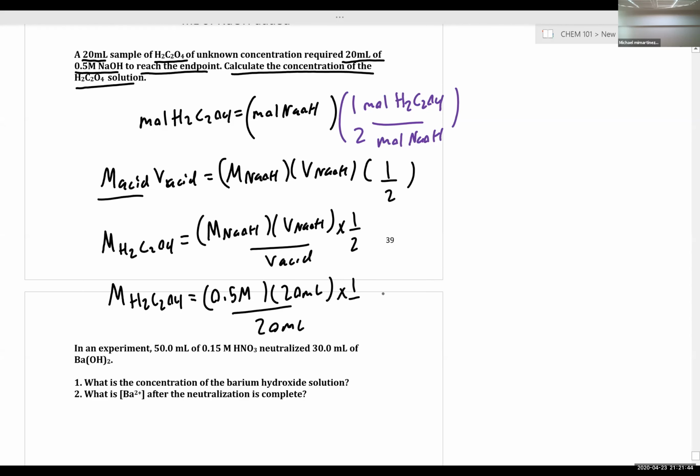So after we punch this into the calculator, we get 0.25 molar for our concentration of oxalic acid. Does that make sense to everyone? The only thing that changes is this 1/2 term.